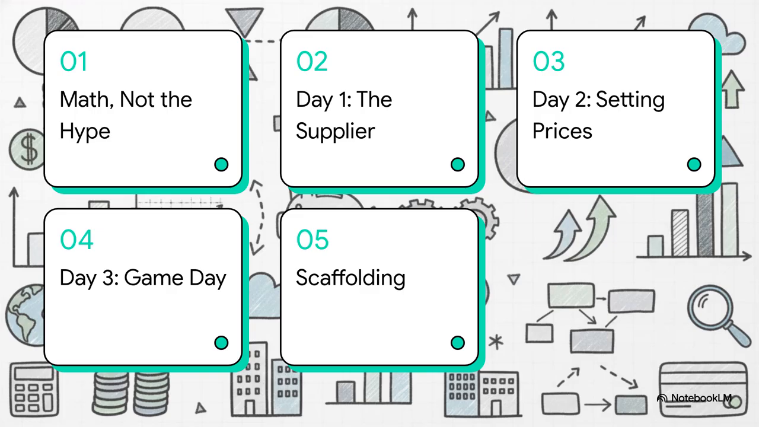So here is our game plan for today. 1. Math, not the hype. 2. Day 1, the supplier. 3. Day 2, setting prices. 4. Day 3, game day. And finally, 5. Scaffolding and assessment.